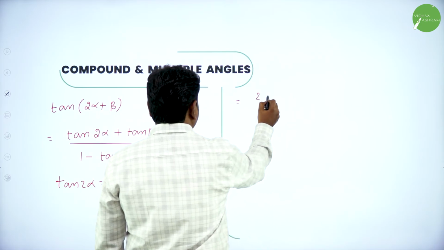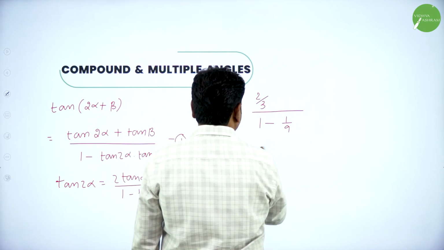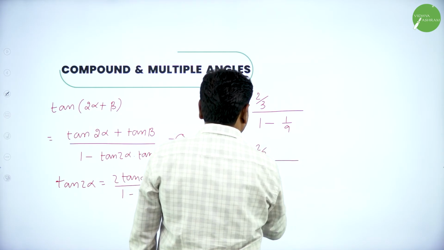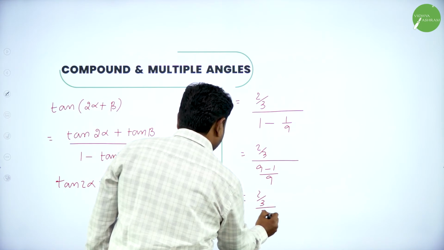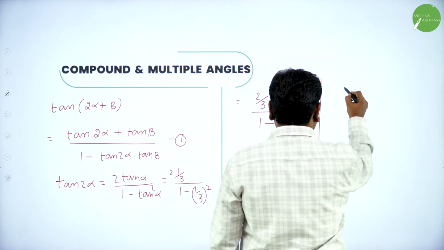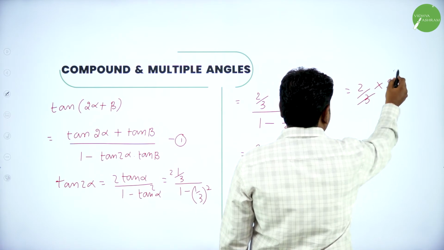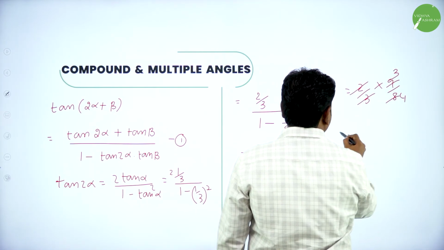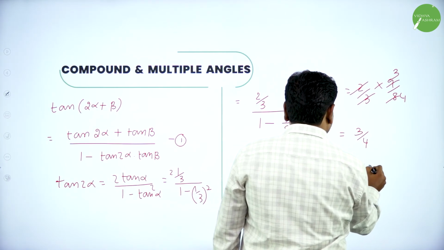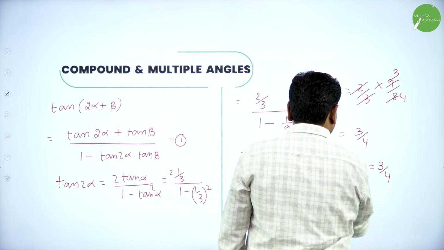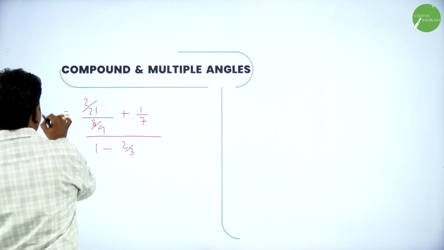Further that will become 2 by 3 in the numerator, denominator 1 minus 1 by 9, that is 2 by 3 divided by (9 minus 1) by 9, that is 2 by 3 divided by 8 by 9. Further simplify, it will become 2 by 3 into 9 by 8. So 3 ones are 3, 3 threes are 9, 2 ones are 2, 2 fours are 8, so 3 by 4. So now we got tan 2 alpha, which is 3 by 4. After this you go ahead with the formula, equation 1.